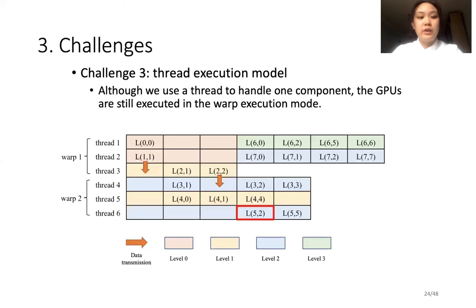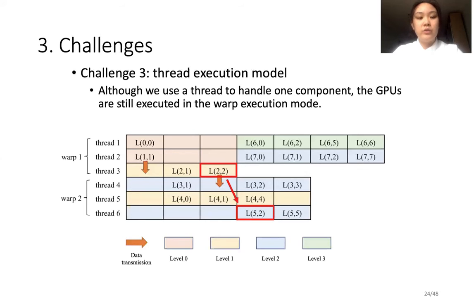The third challenge is thread execution model. Although we use a thread to handle one component, the GPUs are still executed in the warp execution mode. In detail, the threads in the same warp have to transmit the required components simultaneously. For example, thread 6 requires x2 for computing element L52, which can only be obtained after the third cycle.